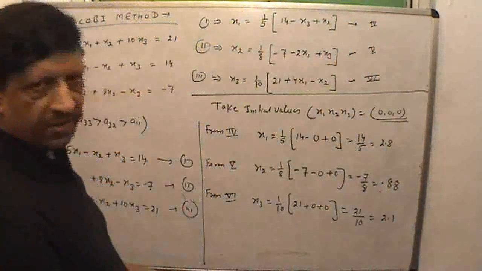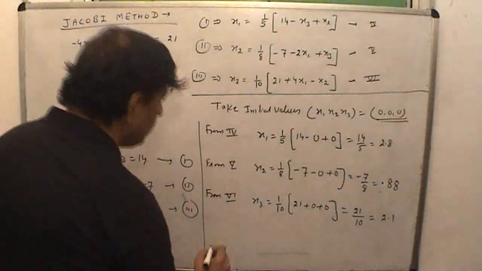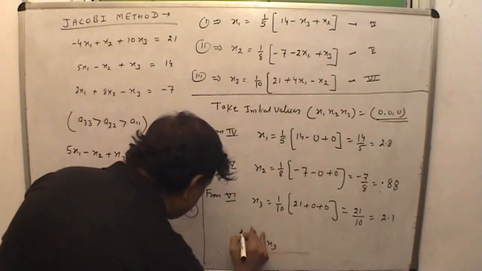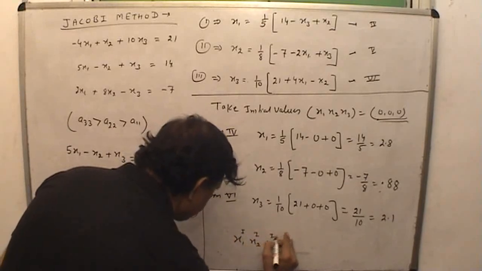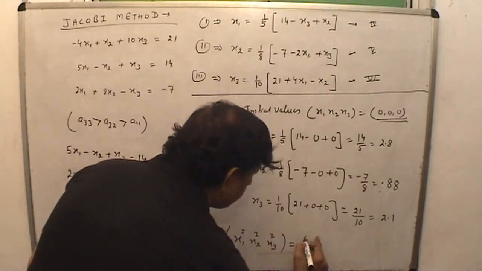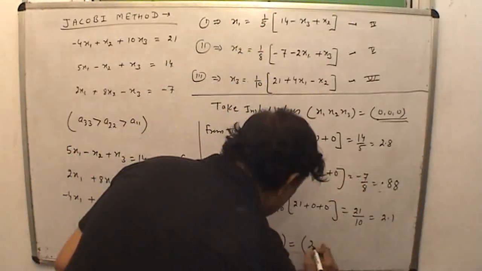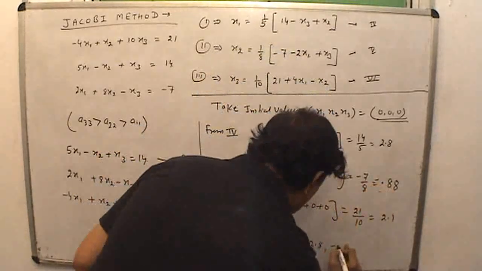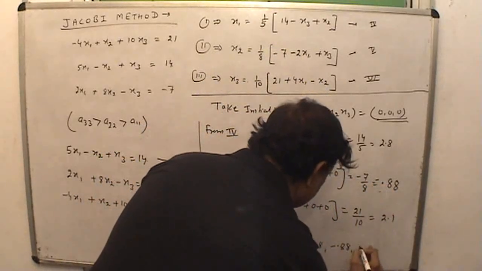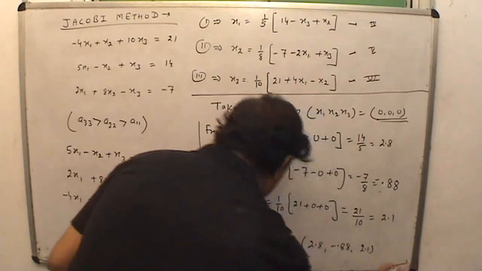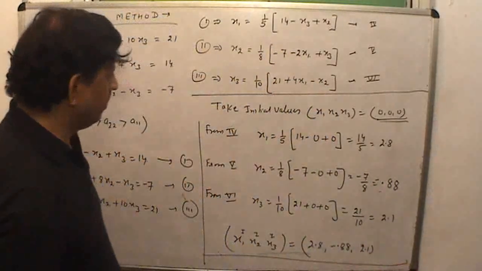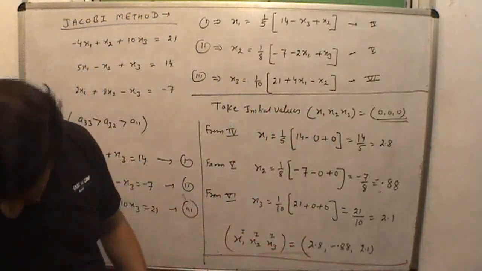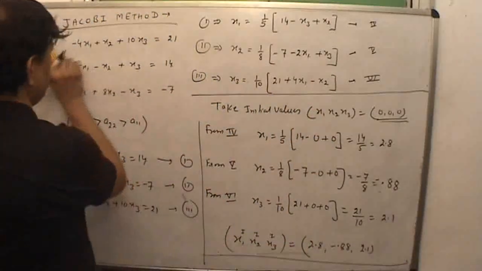It is the first step. The first iteration is complete, and we represent it in this way: x1, x2, x3. We write first, it means the first iteration is complete, and the value for x1 is 2.8, for x2 it is minus 0.88, and for x3 it is 2.1. That is the first step. Now we start the second step, the second iteration, with these values.